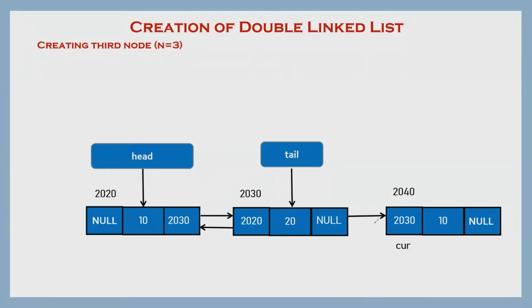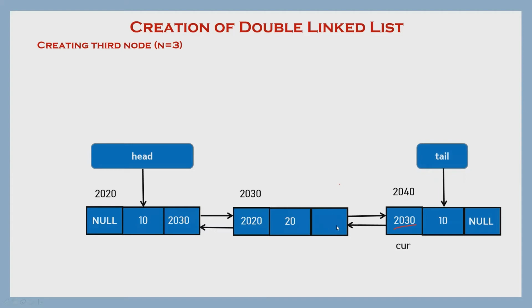Next, current previous should point to which node? The tail node. So current previous is pointing to the tail node. Next, which will become the tail node after this? The tail node will become the current node. Now what is the address to be updated? The address to be updated is 2040, because the current node's address is present in the next of the previous node. Okay. So this is how we are going to create a double linked list.